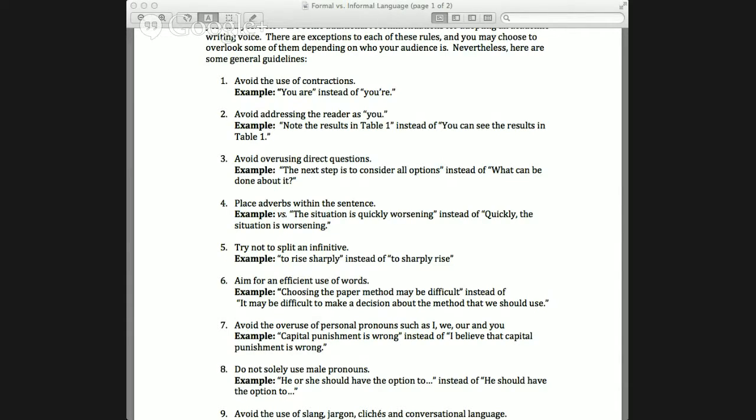Okay, great. Now we're getting a bit more technical. Number 4, placing adverbs within the sentence. So rather than saying "Quickly, the situation is worsening," the adverb right there is directly next to the thing it's describing. So adverbs describe adjectives or other verbs.